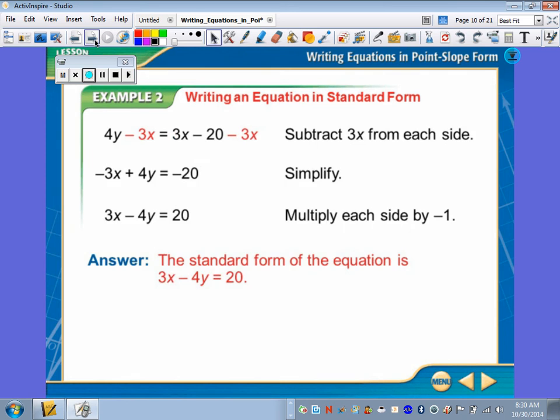Okay, so now the second step is they moved x to the other side. So they subtracted 3x from both sides. So here you now have negative 3x plus 4y equals negative 20. Because if you remember, this and this cancel. So they just fall out. Now, keep in mind that they like A to be positive. So what they then did at that point, and they tell you right here, they multiplied all the way through by negative 1. So this becomes positive, this becomes negative, and that becomes positive. So your standard form here is 3x minus 4y equals 20, where A is 3, B is negative 4, and C is 20. Okay?